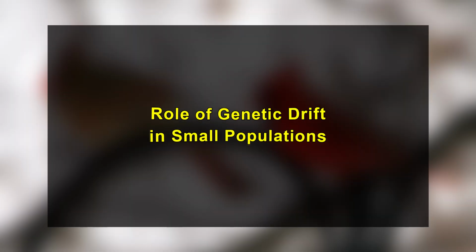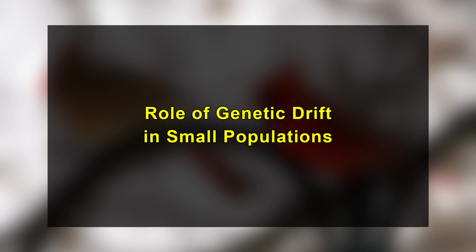In order to protect a small population from extinction, genetic diversity should be maintained. Consequently, genetic drift should be minimized and mutation should be maintained to facilitate adaptation. Dear students, let's now discuss the role of genetic drift in small populations.